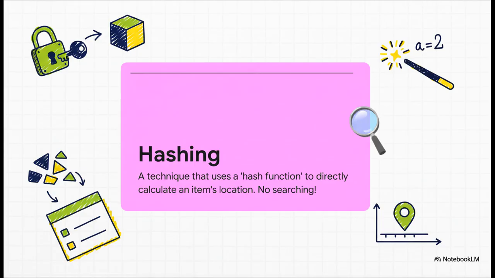Hashing is totally different. It uses a clever little formula, we call it a hash function, that takes your item, does a quick calculation, and directly tells you the exact spot, the exact index, where it's located. There's no searching at all. It's like having a GPS that instantly gives you the final destination coordinates.